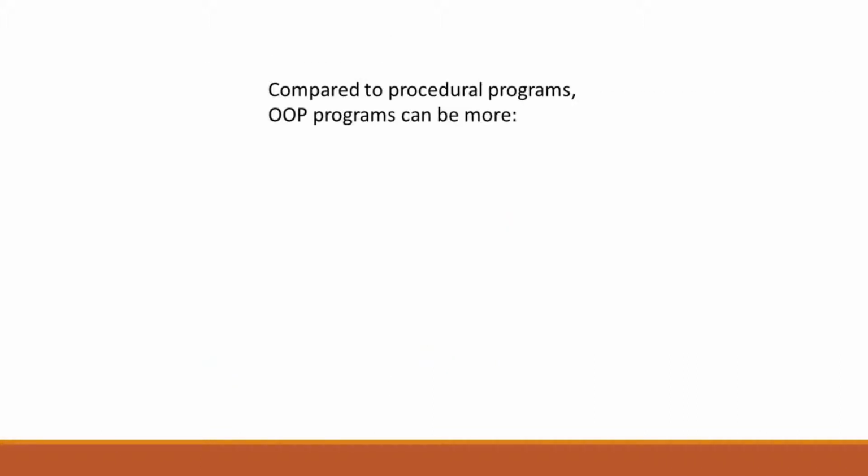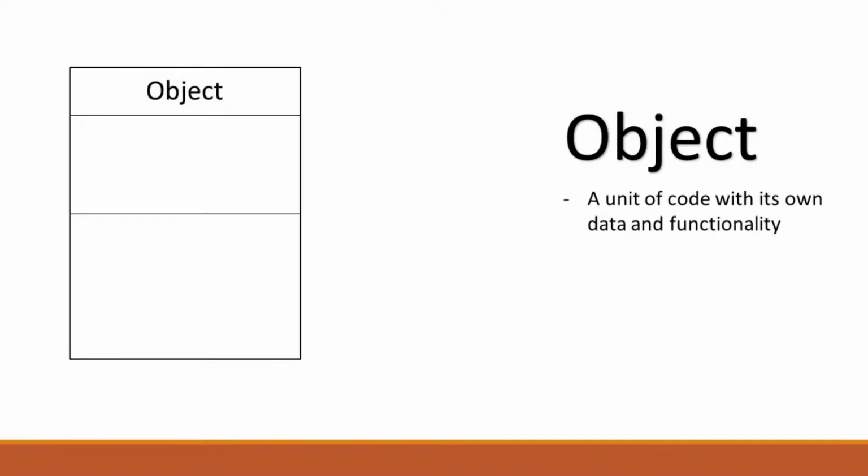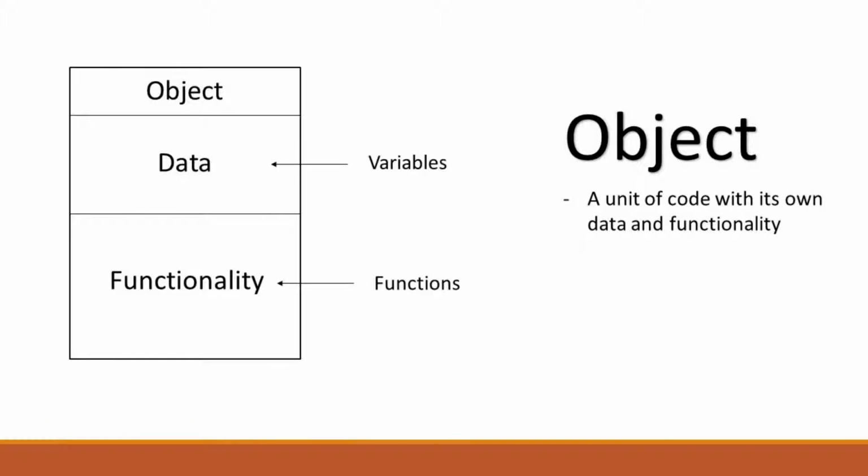However, OOP is an alternative way to create programs that are much more compact and straightforward by using entities called objects. An object is a unit of code that can have both data and functionality. In procedural programming, these would be called variables and functions, but in OOP, they are referred to as properties and methods. These properties and methods belong to this object.